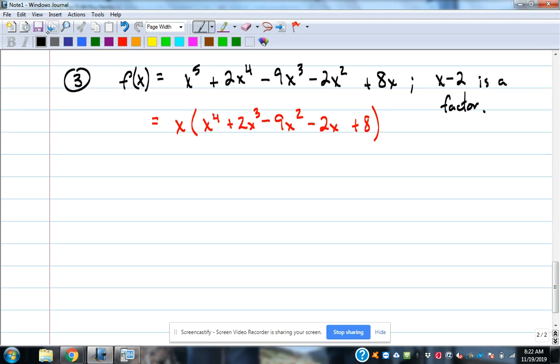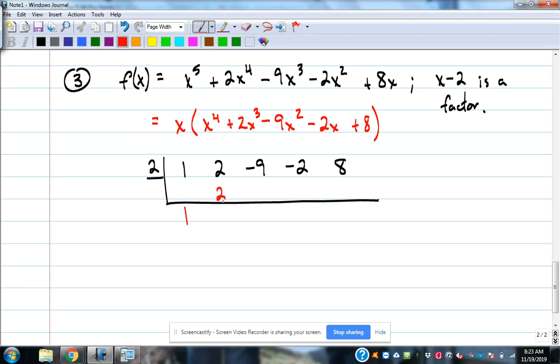It's kind of like 12. If 2 is a factor, there's still some other factors that go into 12 besides 2. 6 would still be in there. 3 would still be in there. That sort of thing. So we're going to do our synthetic on 1, 2, negative 9, negative 2, 8, the 4th degree part. And then, what goes on the shelf? Positive 2. Drop it in and go to work.